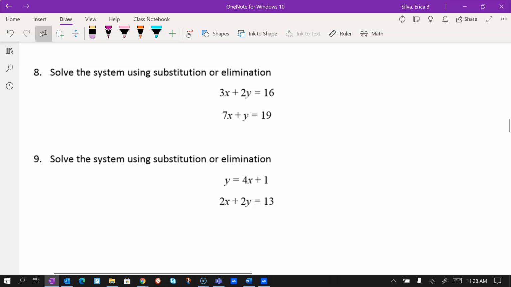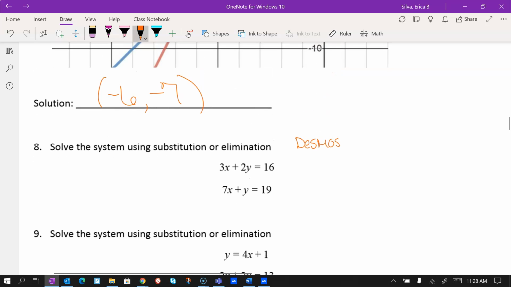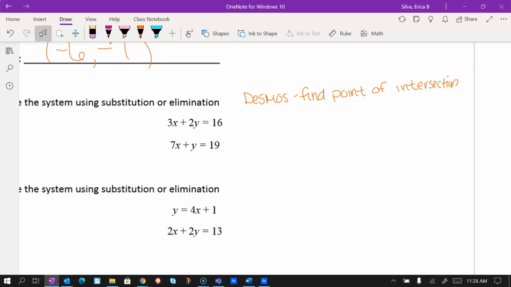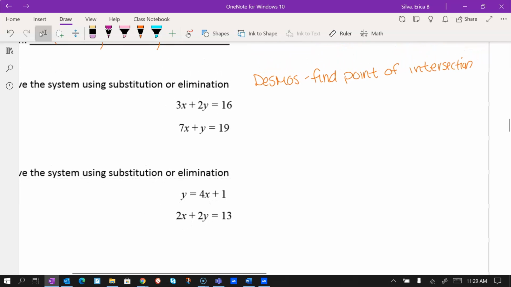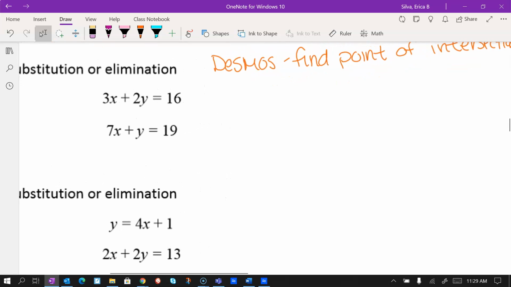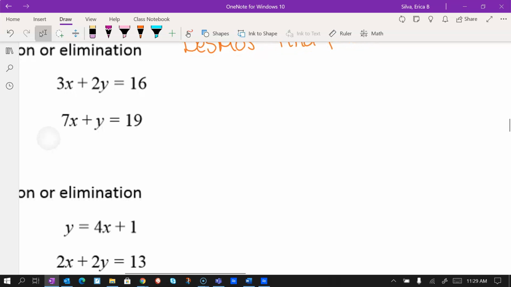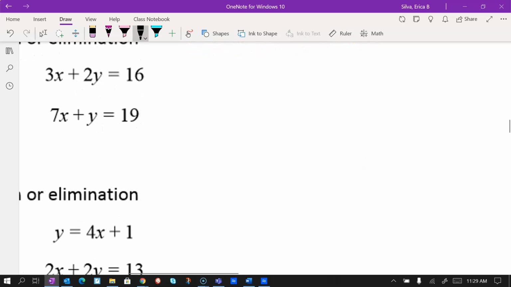Now for these two, you can use Desmos, where you can graph both of them so you can check your answer and then find the point of intersection. But we're also going to be solving this using elimination or substitution. So make sure that you check your work on the Desmos calculator.